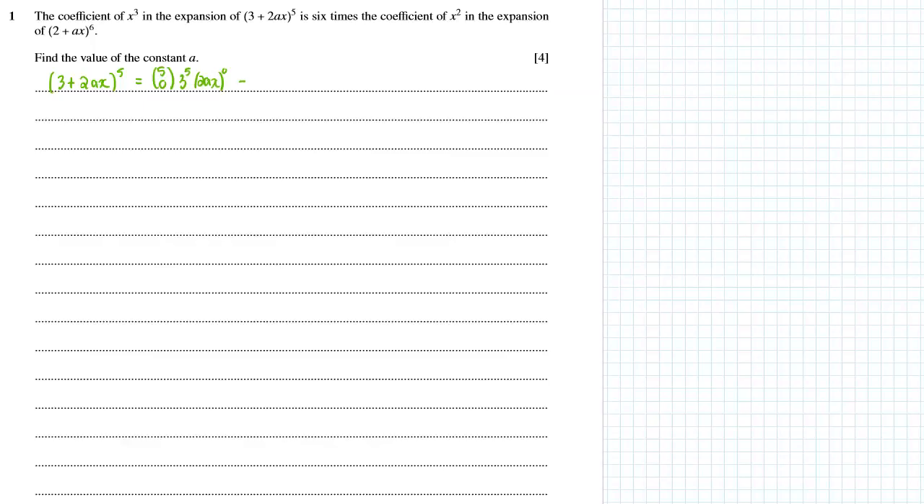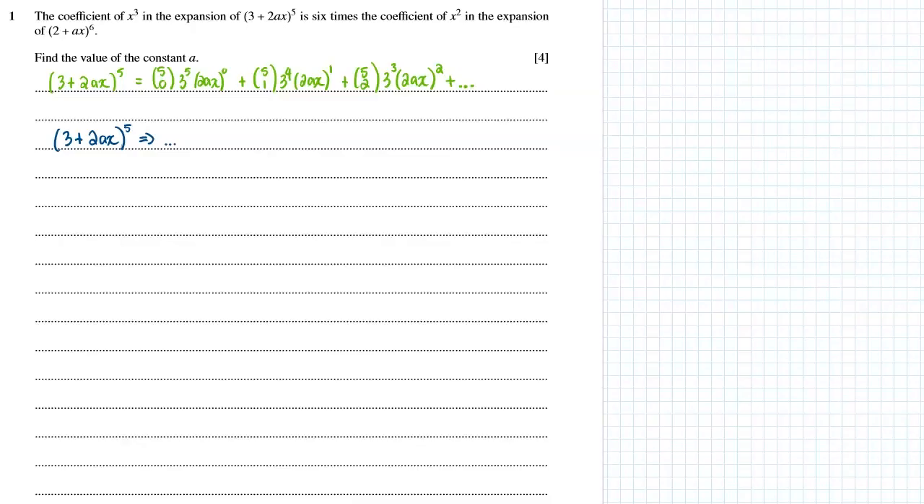And then you create the second term, 5c1, 3 to the power of 4, 2ax to the power of 1, 5c2, 3 to the power of 3, 2ax to the power of 2, and so on. You just keep going, where the powers on the 3 go down by 1, and the powers on the 2ax go up by 1. As I said, we don't actually have to write the whole thing out. It takes a lot of time. We just have to identify, if we can, which one is going to make the term that I want.